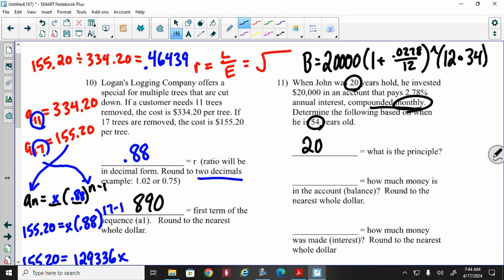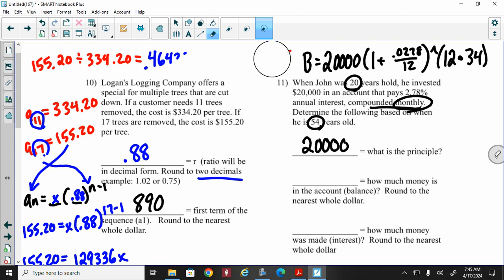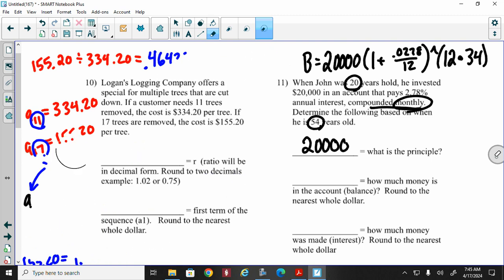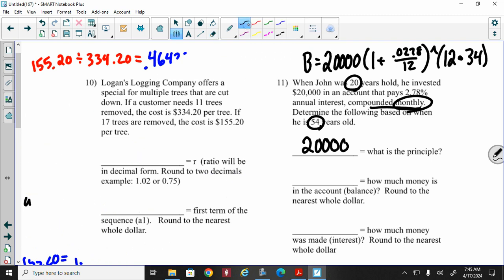All right. Now, 20,000 is our starting point. That's the principal. Now, here's the thing, guys. You've got to remember what the calculator is going to give you and what that number is. So the calculator gives me an answer of 51,410. Now the question is, does it go here or does it go here?